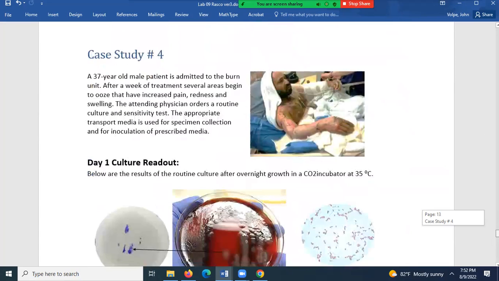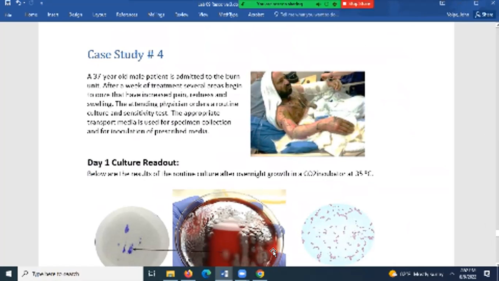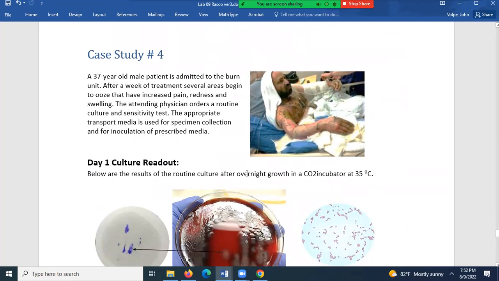Case study 4, we have a 37-year-old male patient who's a burn patient. After a week of treatment, several areas begin to ooze. The patient has pain, redness, and swelling, and the physician orders a routine culture and sensitivity test.